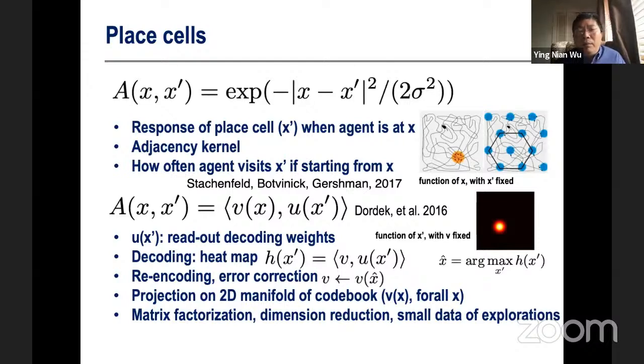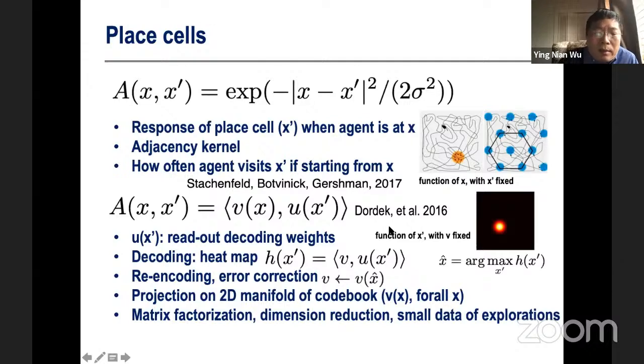For other, more complex environments, not open field, it is often modeled as how often the agent will visit x prime if the agent starts from x. So when the rat explores the environment, the rat can actually estimate this adjacency kernel. Here is the map for a single place cell, a particular place cell where x prime is fixed, and this is a function of x.